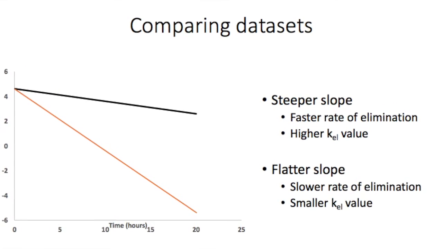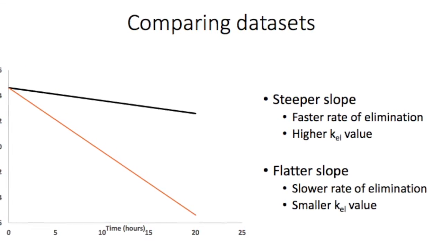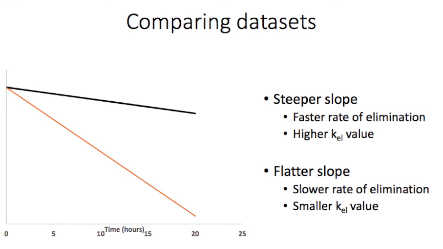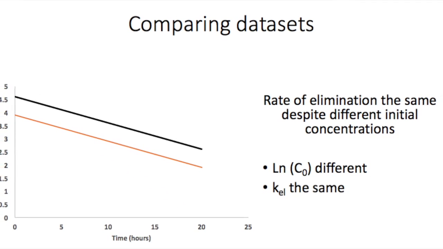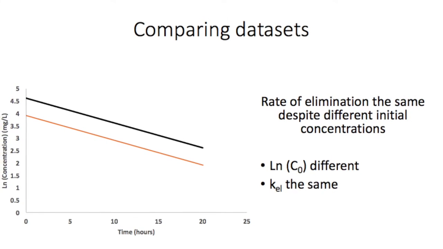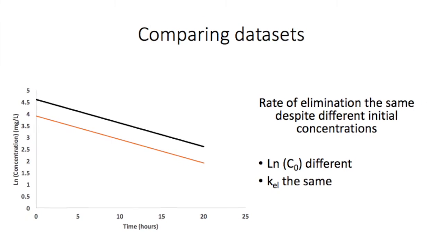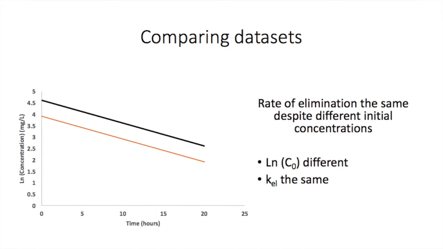Changes in the parameter values result in changes in the Ln drug concentration time profile predicted by the model. First, the higher the value of K elimination, the steeper the slope of the line. Second, the higher the Ln value of C0, the higher the line intersects with the y-axis.